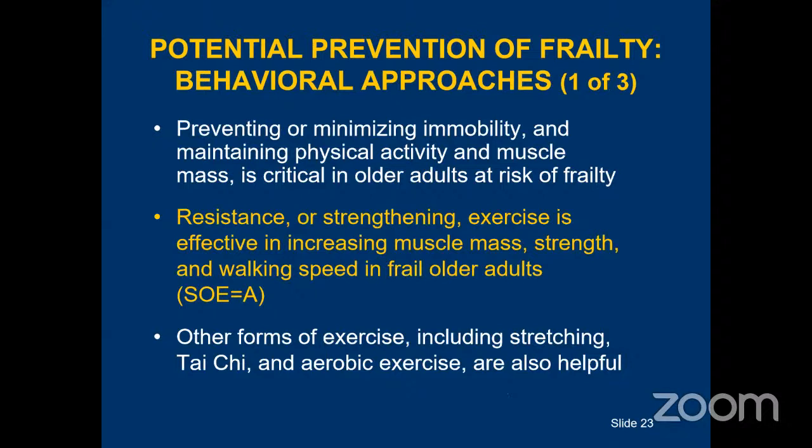Third, we have the behavioral approaches. So as you can see it highlighted, this might be the most important point. Resistance or strengthening exercise is effective in increasing muscle mass, strength, and walking speed in frail older adults. So if you want to prevent frailty from progressing more, or even to prevent frailty, we need to advise these patients to do more resistance or strengthening exercise. And there are other forms of exercise as well, including stretching, tai chi, and aerobic exercise, which are also helpful.